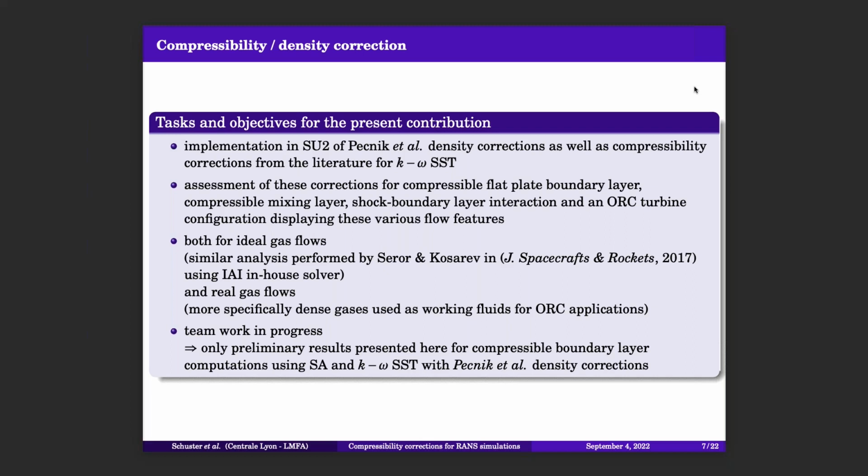So this is a teamwork which is in progress, because this is a number of test cases to compute. And today I will only present some preliminary results obtained for a compressible boundary layer using SA, using k-omega SST, and Pecnik et al. density corrections. Next slide, please.